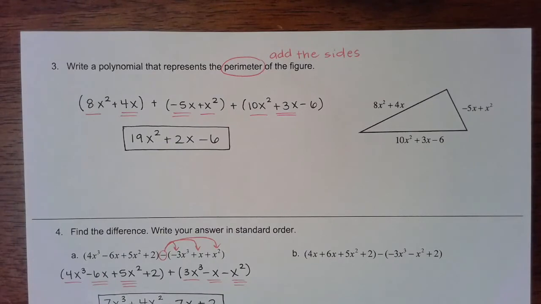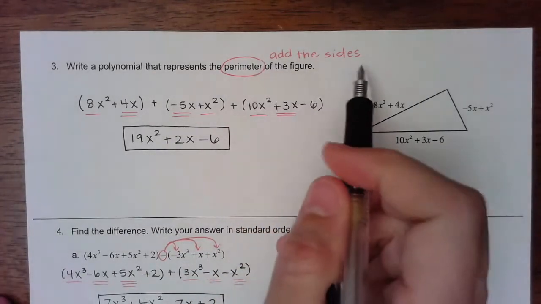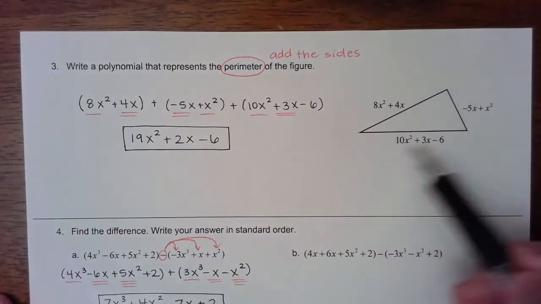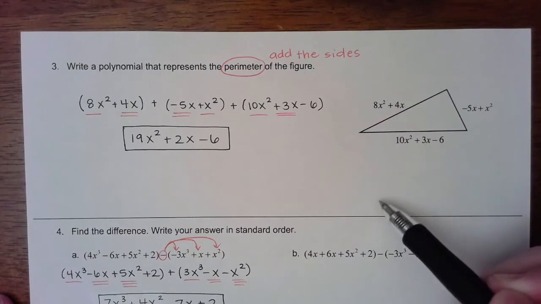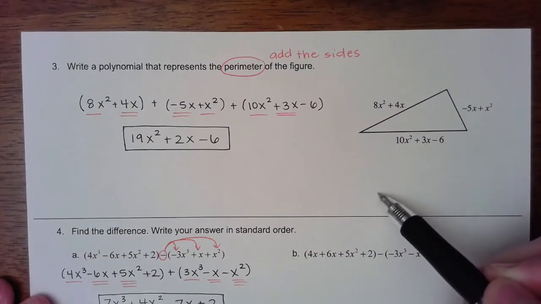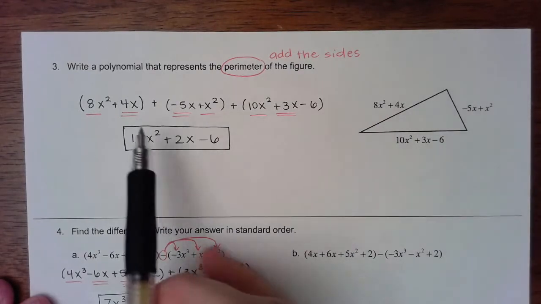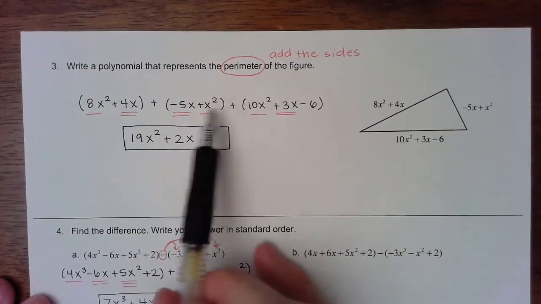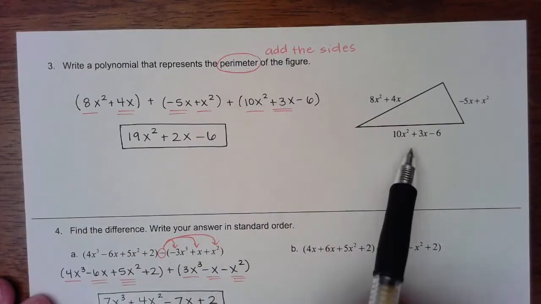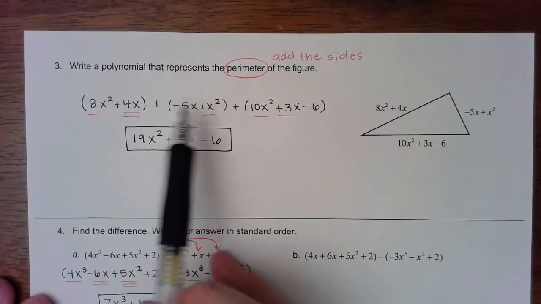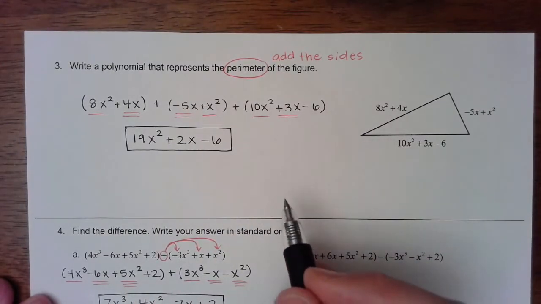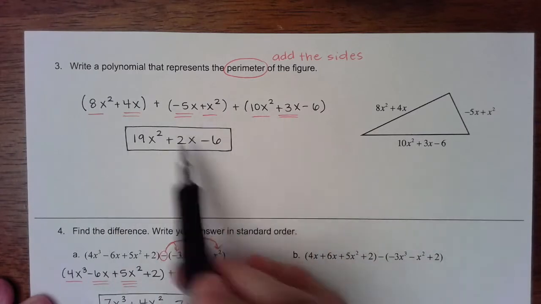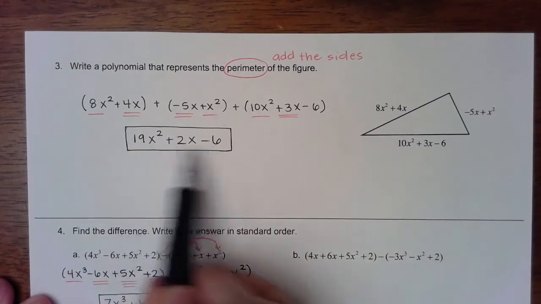Question 3 wants us to write a polynomial that represents the perimeter of the figure. Remember, with perimeter, you're adding the sides of the shape up. And here we're given a triangle. So we have the three sides of the triangle labeled, and they want us to write a polynomial that represents the perimeter. So I took the first side, and then we take the second side, and then we take the third side. It doesn't matter what order you write them down in, because remember, addition can flip-flop and it's the same. And so on this one, you go through and you combine your like terms, and this is the answer that you get.